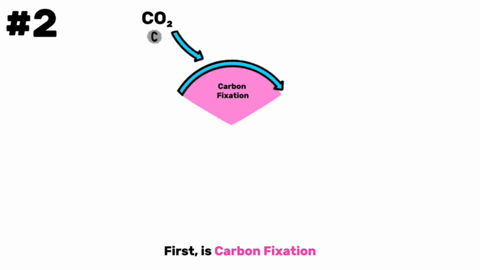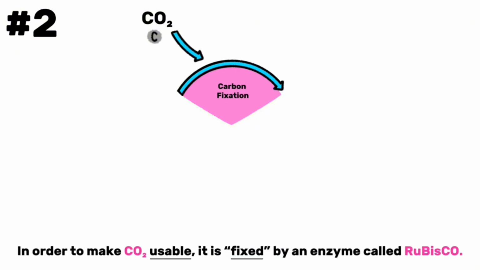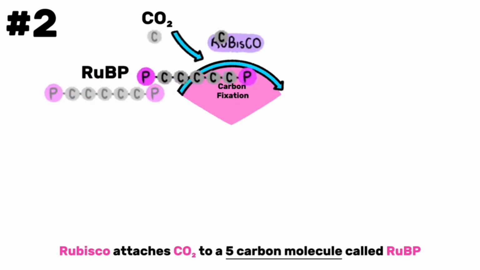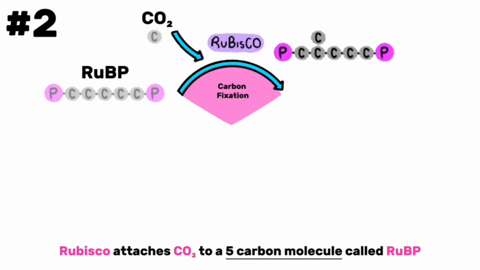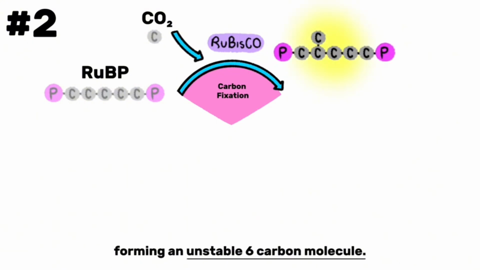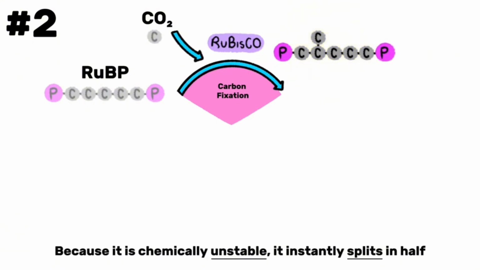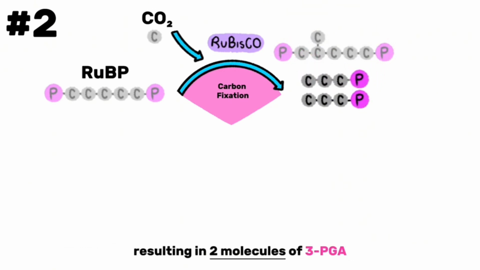First is carbon fixation. In order to make CO2 usable, it is fixed by an enzyme called Rubisco. Rubisco attaches CO2 to a 5-carbon molecule called RuBP, forming an unstable 6-carbon molecule. Because it is chemically unstable, it instantly splits in half, resulting in 2 molecules of 3-PGA.